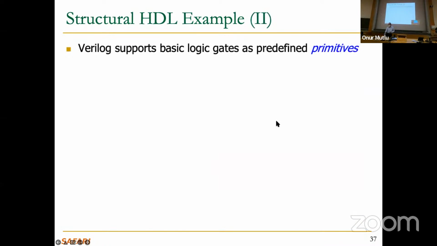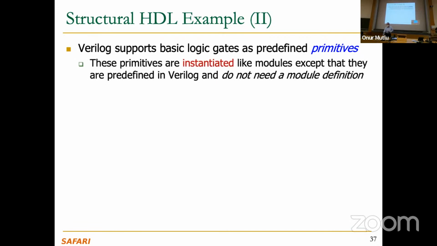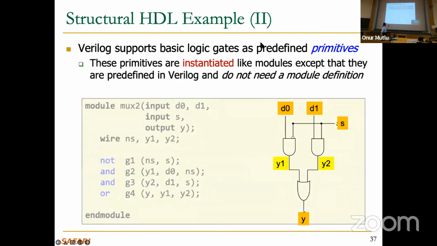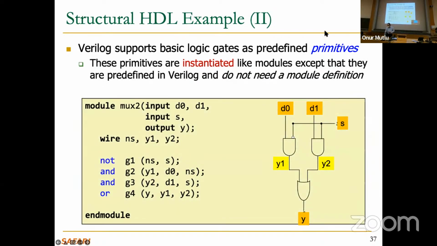Okay, the second example of structural HDL is that Verilog supports basic logic gates. These are called primitives, predefined primitives. You don't need to define them, basically. These primitives are instantiated like modules, except you don't need a module definition. For example, this is a MUX, a multiplexer. We've seen this multiple times so far, and it's a 2-to-1 MUX.